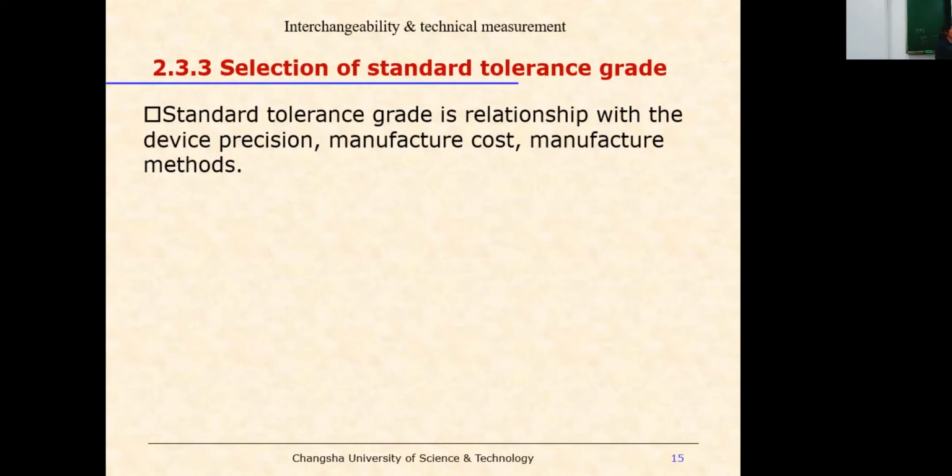First, the standard tolerance grade has a relationship with the machining procedure. It's like a power function.